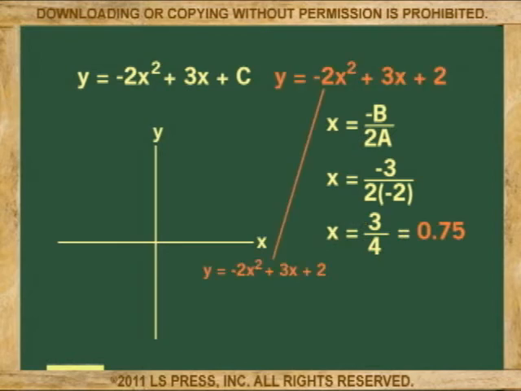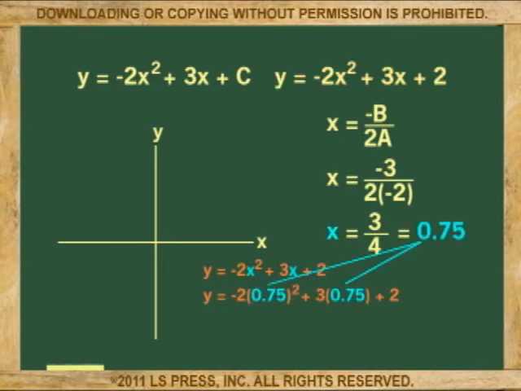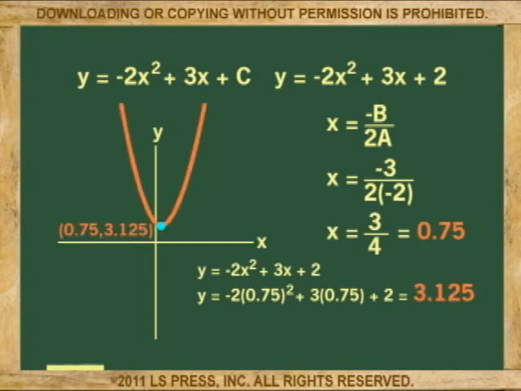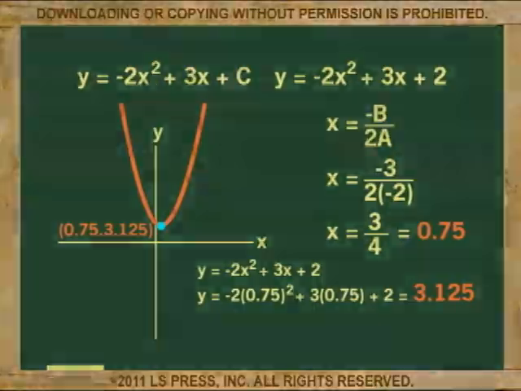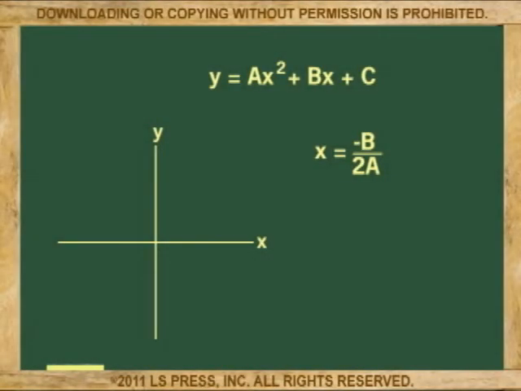Going back to the original equation, when x equals 0.75, y equals negative 2 times 0.75 squared plus 3 times 0.75 plus 2. Squaring, multiplying, and adding, the value of y is 3.125. The vertex is at 0.75, 3.125. Let's see what else we can learn from the vertex equation itself.